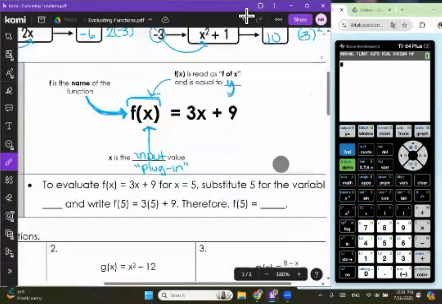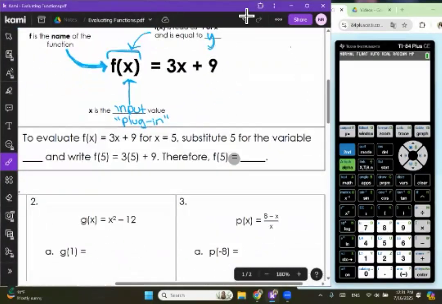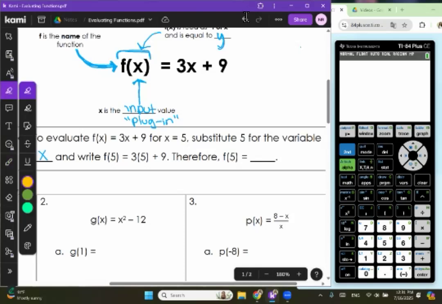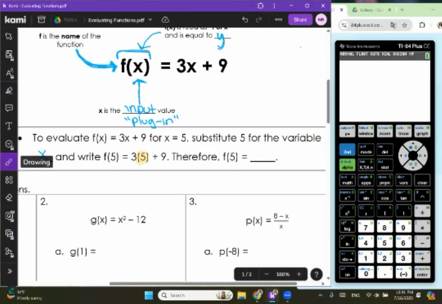Okay. So to evaluate f of x is equal to 3x plus 9, let's say for x equals 5, you substitute the 5 for the variable x, and write f of 5 is equal to 3 times (5) plus 9. Anytime you plug in a number or substitute a number into an equation, you want to put it in parentheses. Sometimes it affects it, sometimes it doesn't, but it's just good practice. If I had not put that in parentheses, it would look like the number 35, which is wrong.